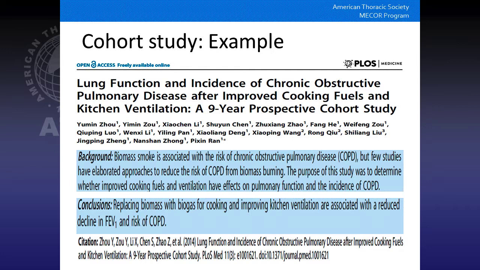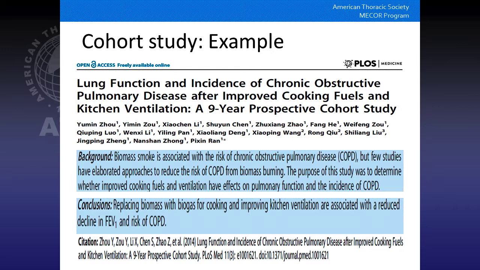and others wanted to stick with their usual cooking fuel, which I believe was often biomass, wood, and what have you, which, as we all know, puts out a lot of smoke and other pulmonary pathogens. And what they found here is that replacing biomass with biogas led to a reduced risk or incidence of COPD, and also a better maintenance of pulmonary function through time.